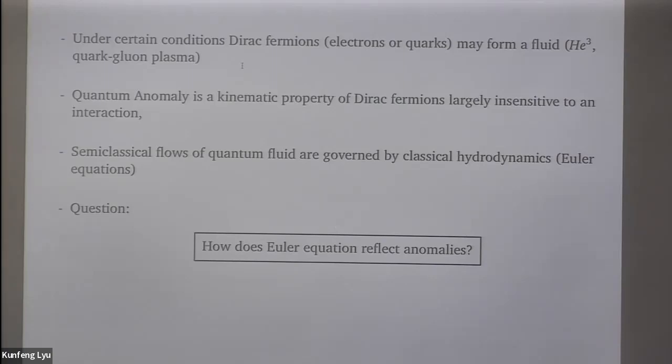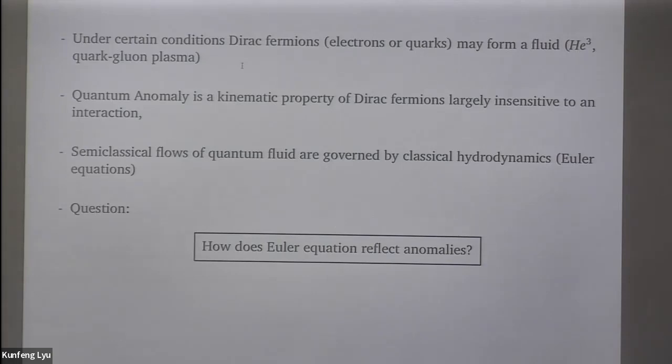But Dirac fermions have very characteristic properties called quantum anomaly. It's a kinematic property. It is a property that survives interaction. It's tolerant to whatever interaction. It's not dependent on interaction. It's a property of the Hilbert space, and it's an observable property, one of the most fundamental aspects of quantum electrodynamics. And once fermions form a fluid, this property must be inherited by the fluid, must be seen in the fluid.